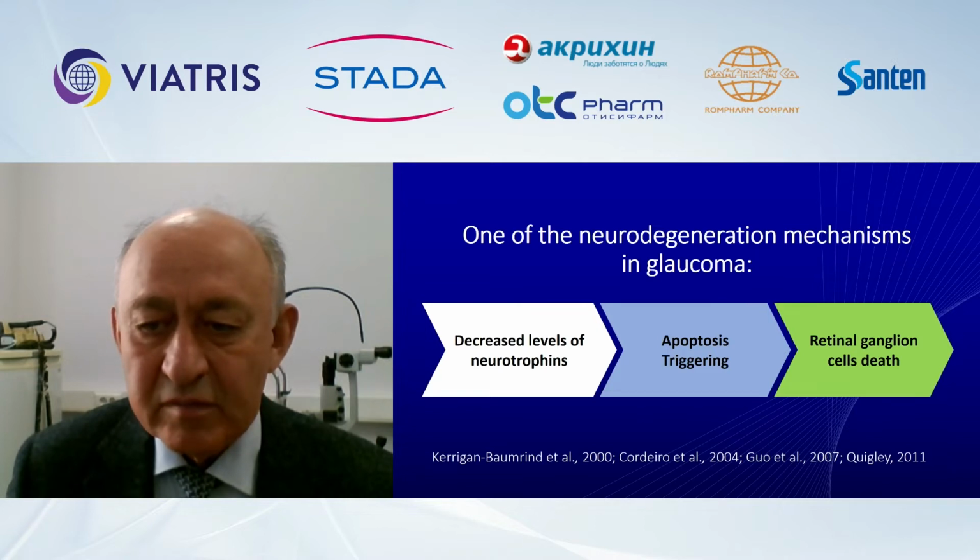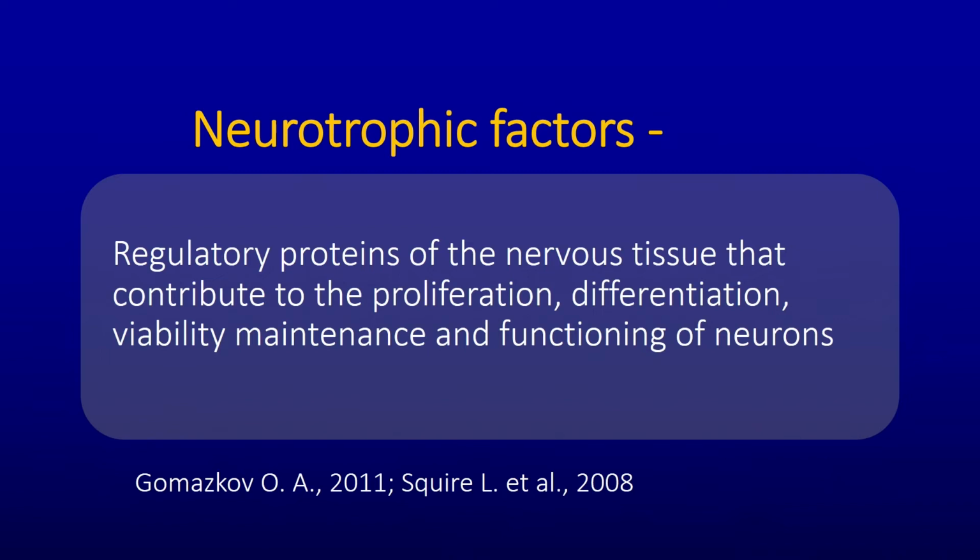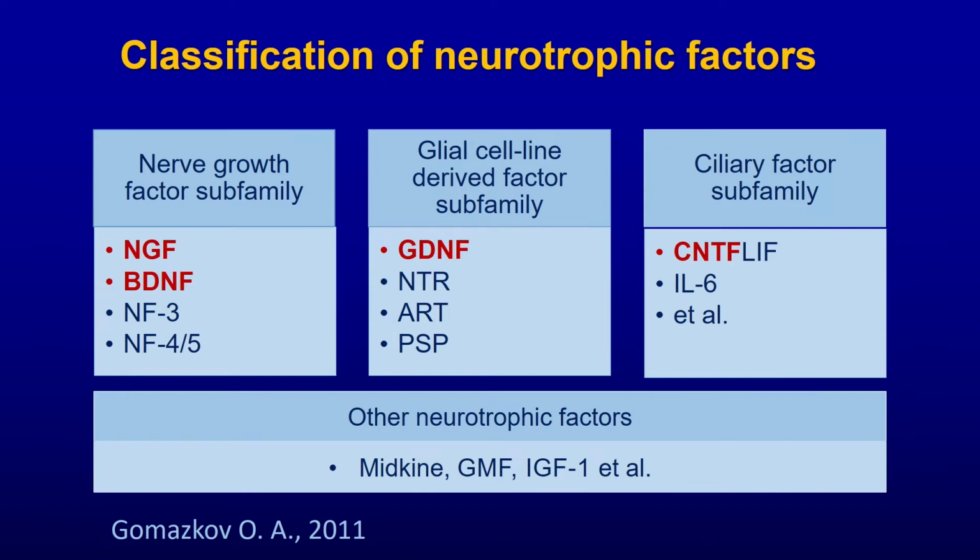They used to say that the decreased level of neurotrophins may lead to the apoptosis, triggering of retinal ganglion cell death. So neurotrophic factors are the regulatory proteins of the nervous tissue that contribute to the proliferation, differentiation, viability, maintenance, and functioning of neurons. There are several subfamilies, and this is the classification of neurotrophic factors.